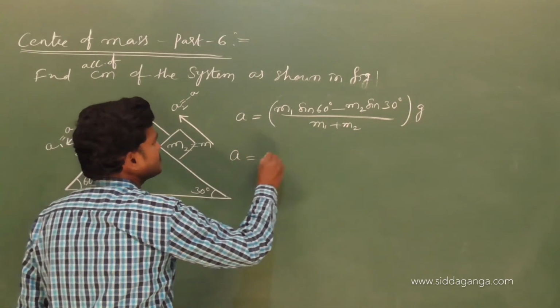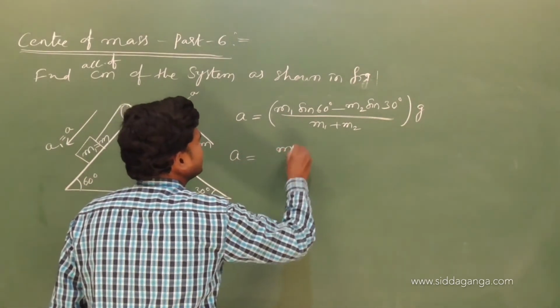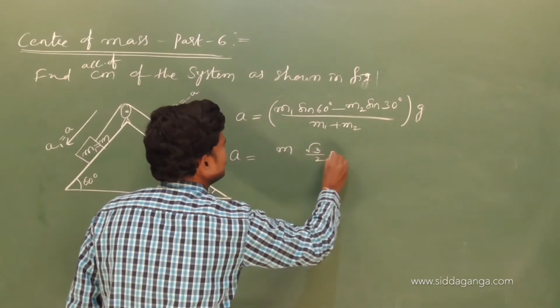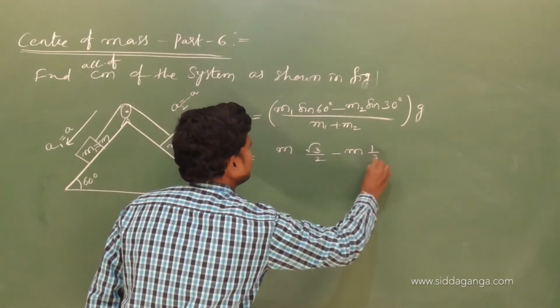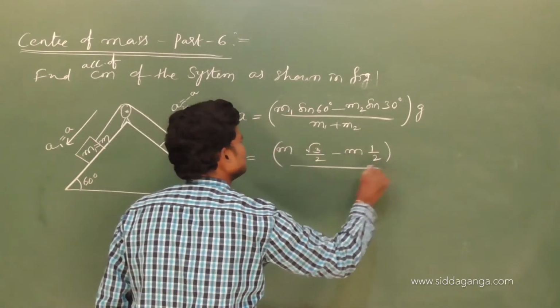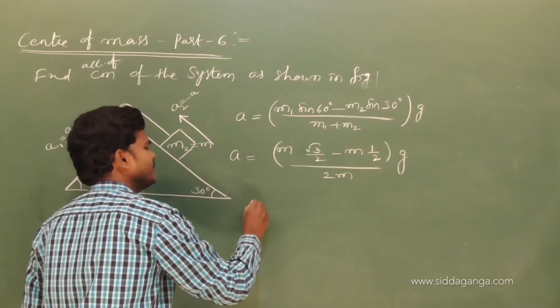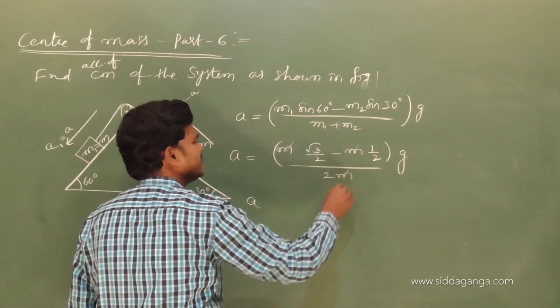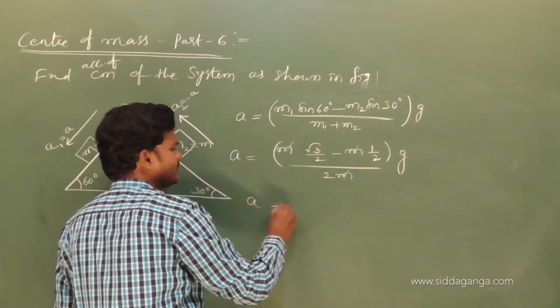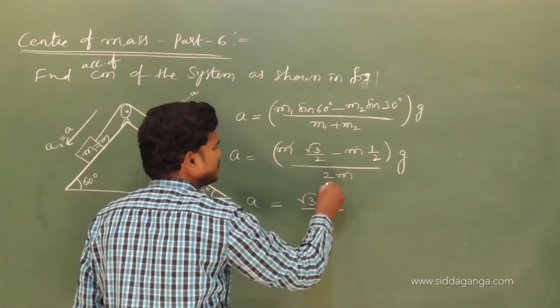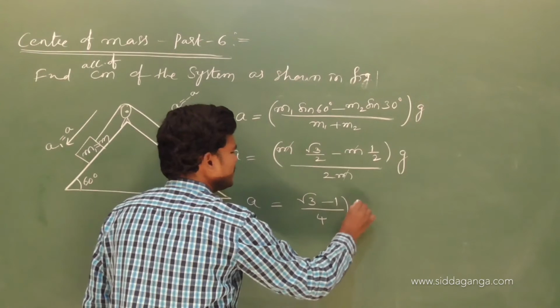So a equals m times root 3 by 2, minus m times 1 by 2, over 2m, into g. If you take m common, m gets cancelled, and 2 common, then you will get (root 3 minus 1) by, this 2 comes down, 4, into g.